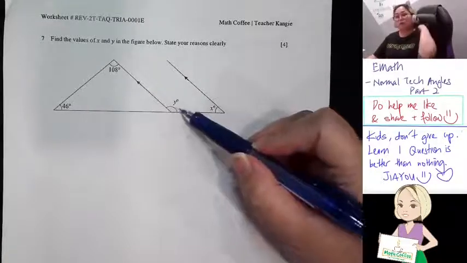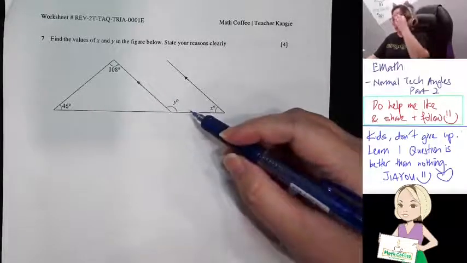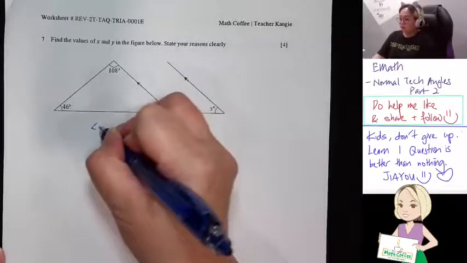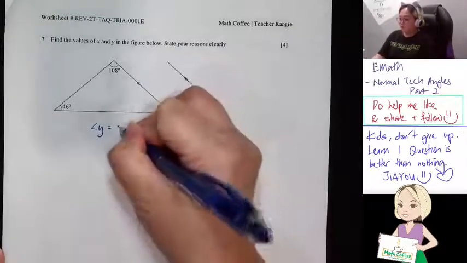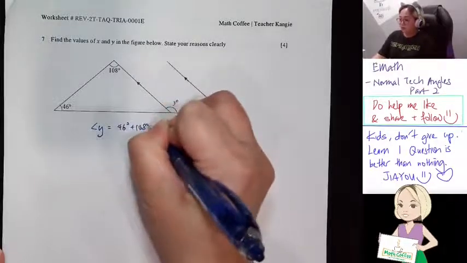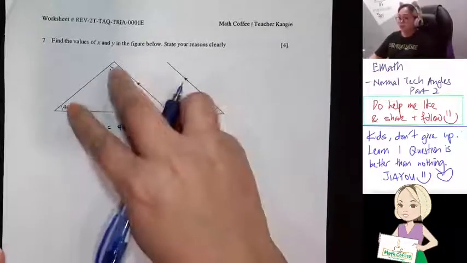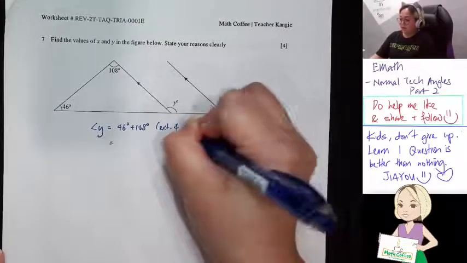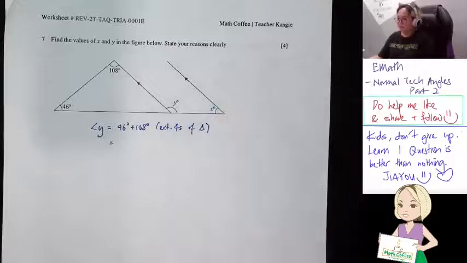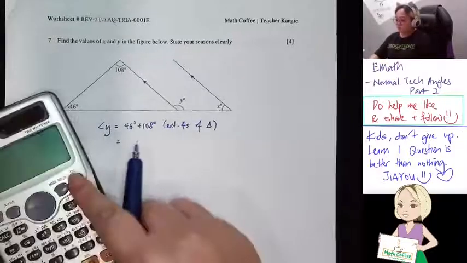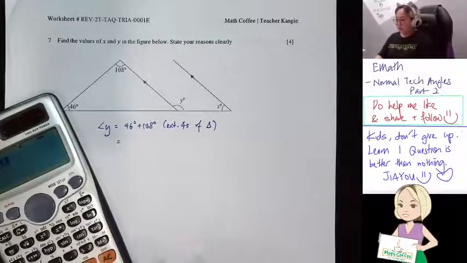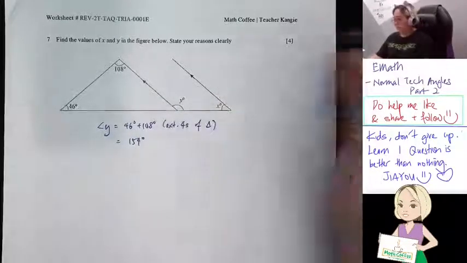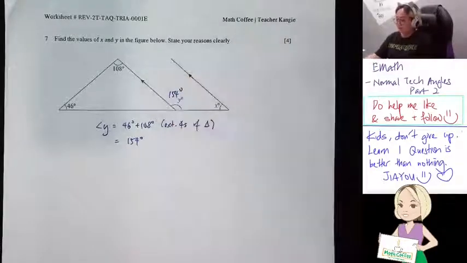This one we can use the method one student said just now. Angle Y is equal to 46 degrees plus 108 degrees. These two added together are equivalent to here. So this one is the exterior angle of a triangle. 46 plus 108 will give us 154 degrees. So here is 154 degrees.